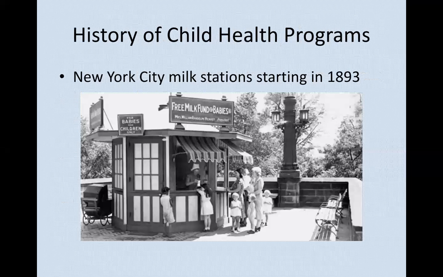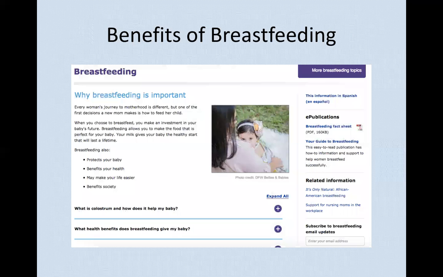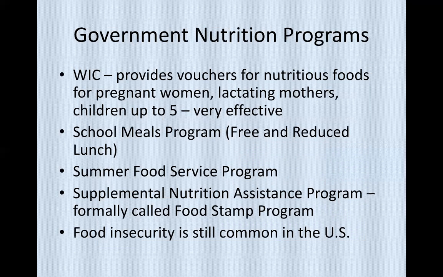The other thing too is that, besides family planning, providing milk stations and giving food to children really does help with their development. So that's one big thing. And then breastfeeding. Breastfeeding is very important. It helps with nutrition, but it also boosts the immune system of a child.